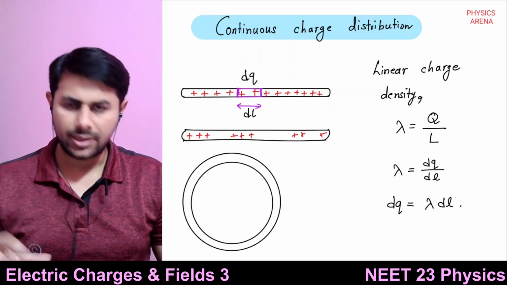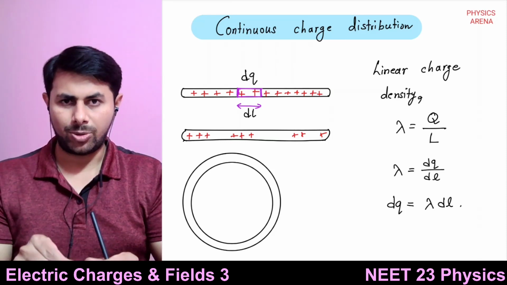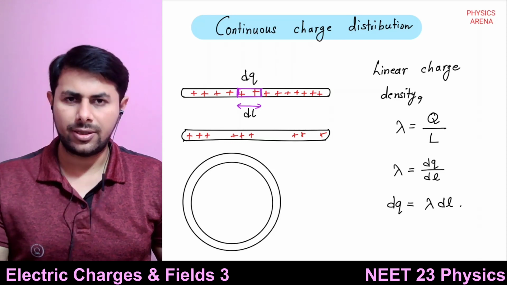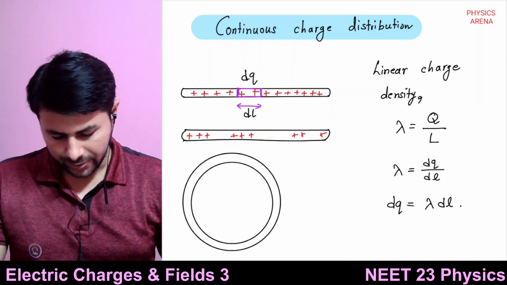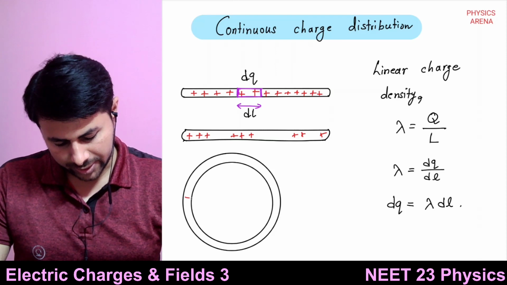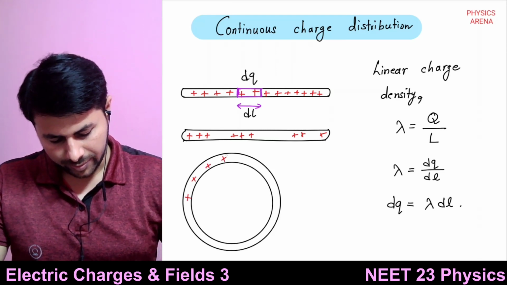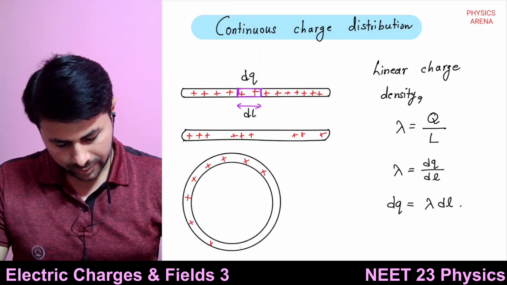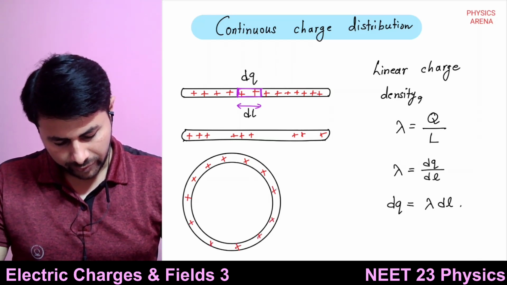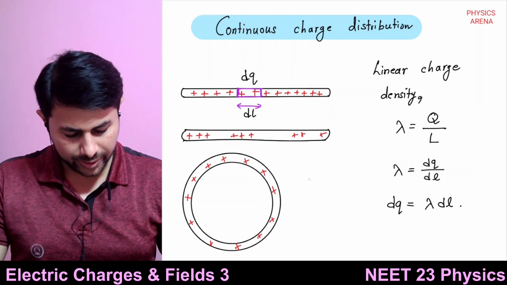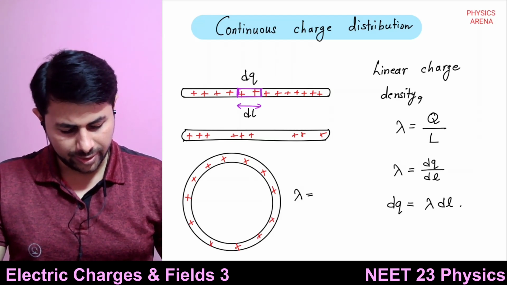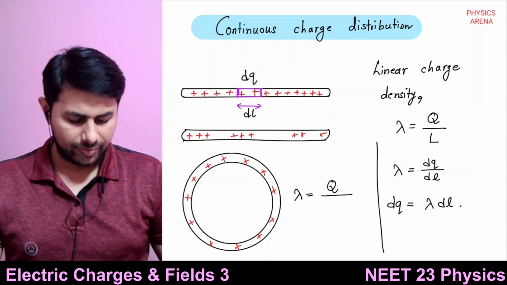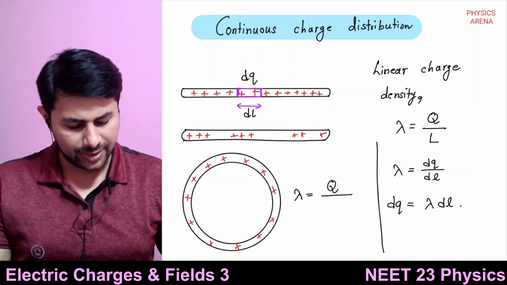We can consider a ring. So this is also a linear body, right? For a ring also, we can define the linear charge density. If there is some charge Q distributed on this ring, we can find out the linear charge density for the ring, and it will be equal to Q divided by its length. So what will be its length?